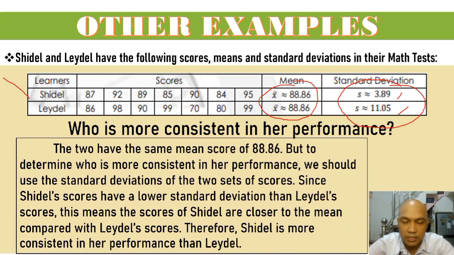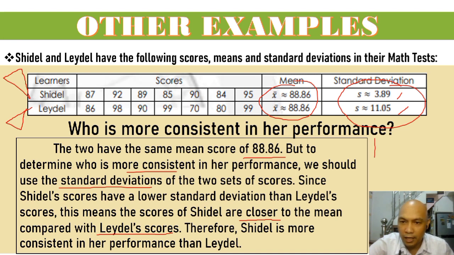The two have the same mean score of 88.86, but to determine who is more consistent in her performance, we should use the standard deviation of the two sets of scores. So since Scheidel's scores have a lower standard deviation than Leidel's scores, this means that the scores of Scheidel are closer to the mean compared with Leidel's scores. Ibig sabihin, kay Scheidel ay more compressed, samantalang kay Leidel ay more scattered. Kaya si Scheidel ay more consistent in her performance than Leidel.